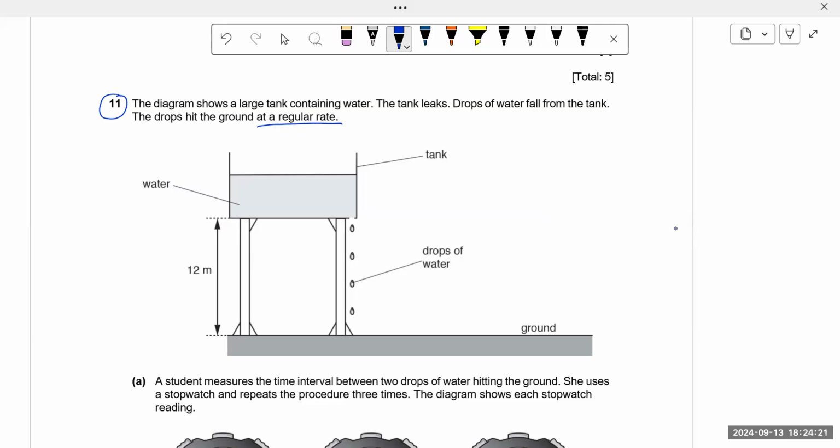Every 3 seconds, every 2.5 seconds. So the time between the drops falling is constant. That means a regular rate, okay?